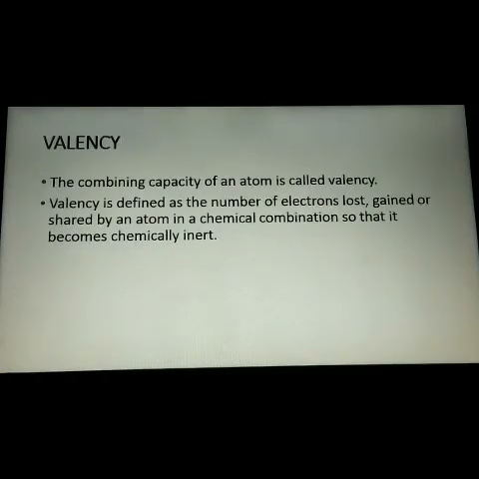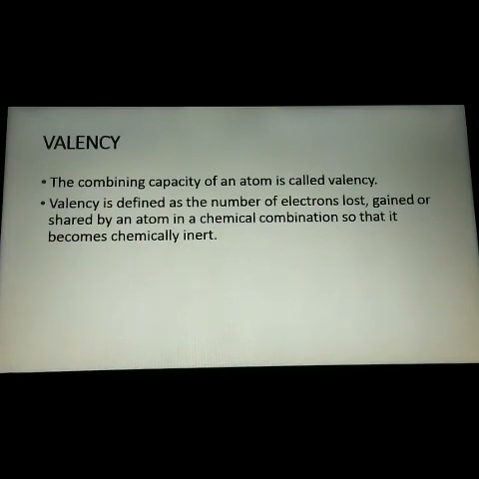Now we shall move into the next topic, that is valency. So what is meant by valency? Yeah, the combining capacity of an atom is said to be valency. And what is a valence electron?